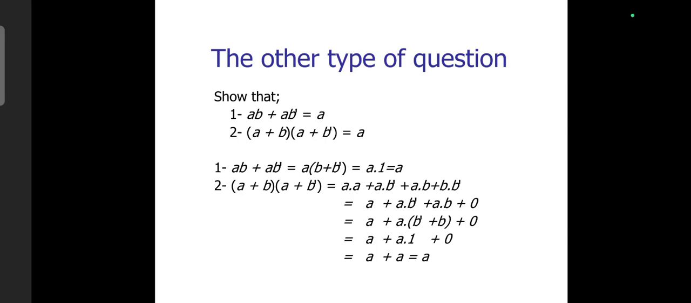So that AB plus AB bar equal to A. Taking a common factor a into b plus b bar, since b plus b bar equal to 1, result equal to a. The proof is commonly used in digital circuit analysis. So like this we have to prove. Another one, a plus b into a plus b bar. After expansion and simplification, the result becomes a.